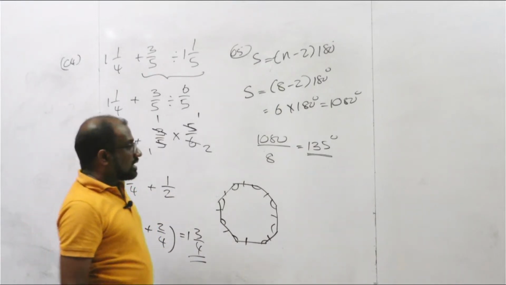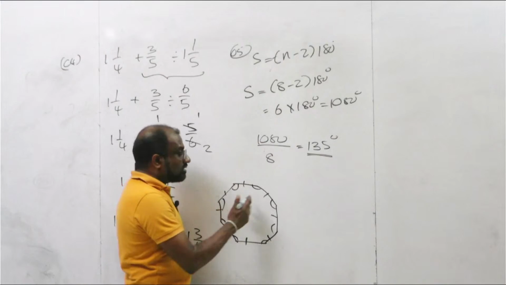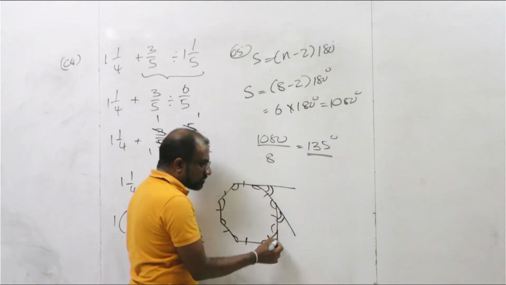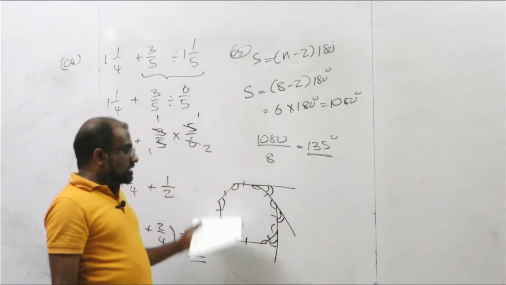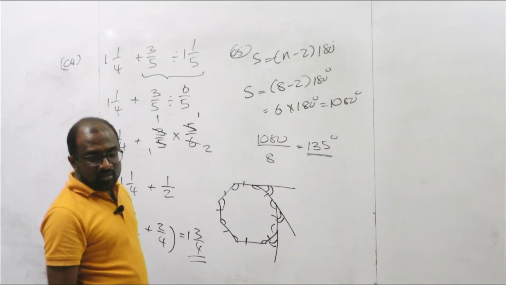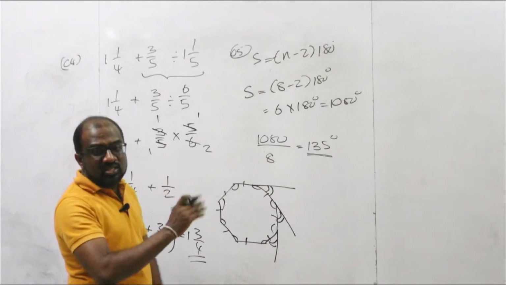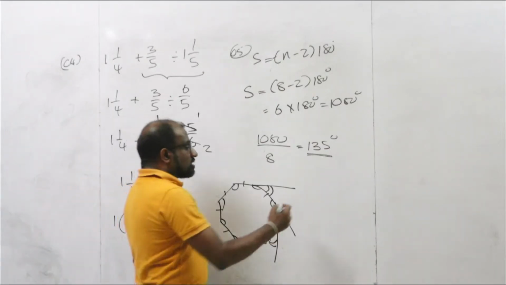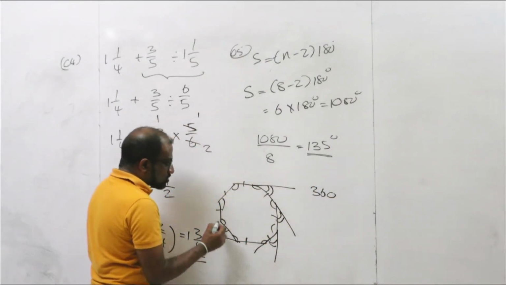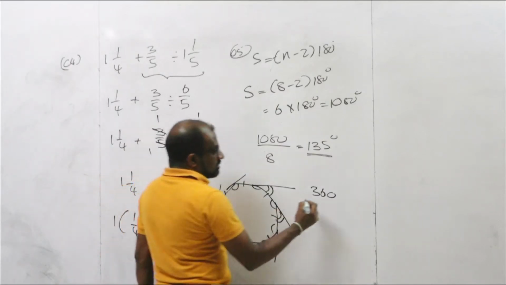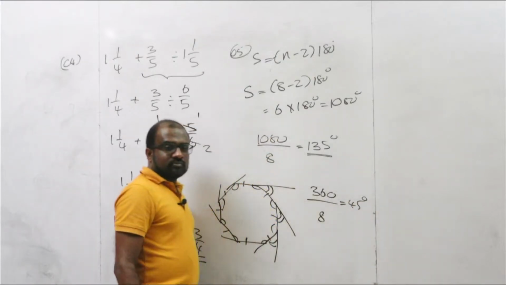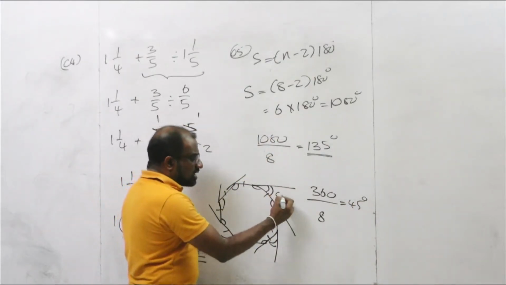Regular means not only the interior angles, the exterior angles are also equal. And we know the sum of exterior angles of any polygon is 360. Right? The sum of exterior angles of any polygon is equal to 360. So the sum of all the exterior angles is 360. An octagon has 8 exterior angles. 360 divided by 8, what is the answer? 45 degrees. One exterior angle is 45 degrees.